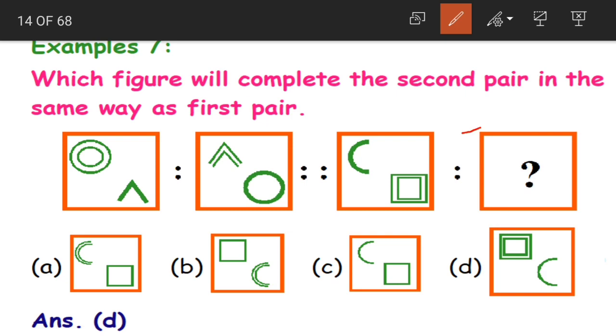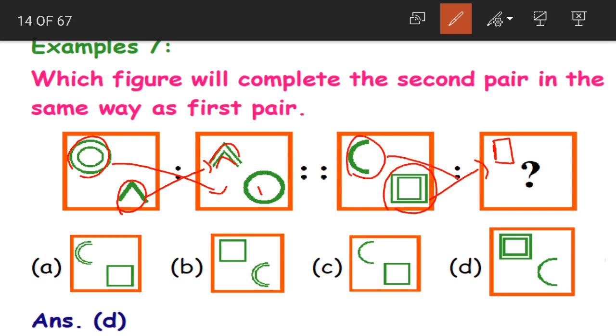Now tell me what should be there in our fourth figure. Here square should be on top and it should be a single square. Semicircle should be below. Yes, see here we had two circles. So in the second figure we'll have only one circle. In the same way here we are having two squares. So in the second figure we'll have only one square. Here we are having one triangle. In the second figure we have two triangles. So we are having one semicircle here. In the second figure we'll have two semicircles.